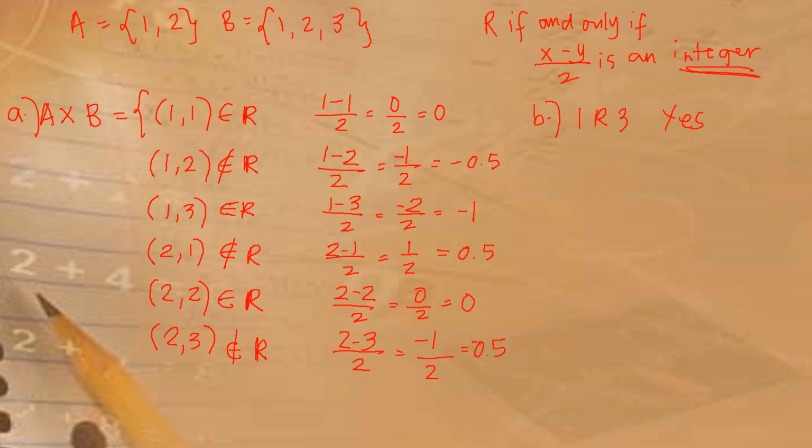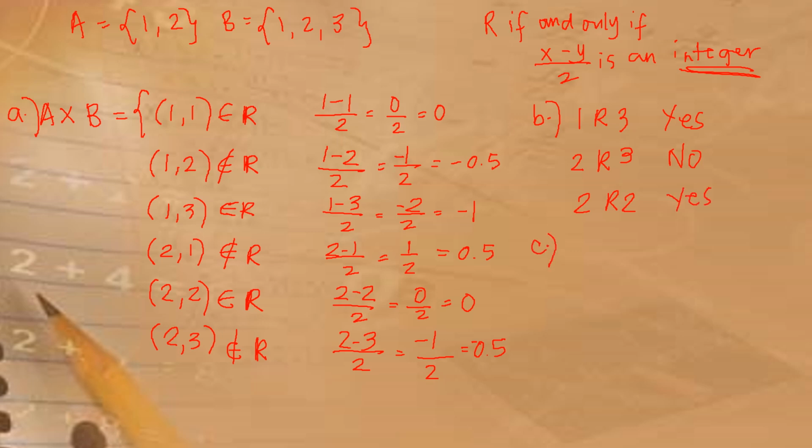Then is 2 related to 3? Let's see. So 2 related to 3. Our answer is no. So this is not related. Then last is 2 related to 2? So our answer should be yes.